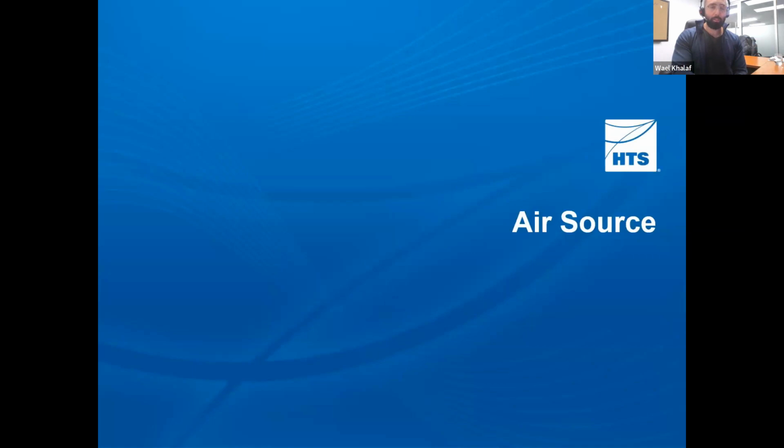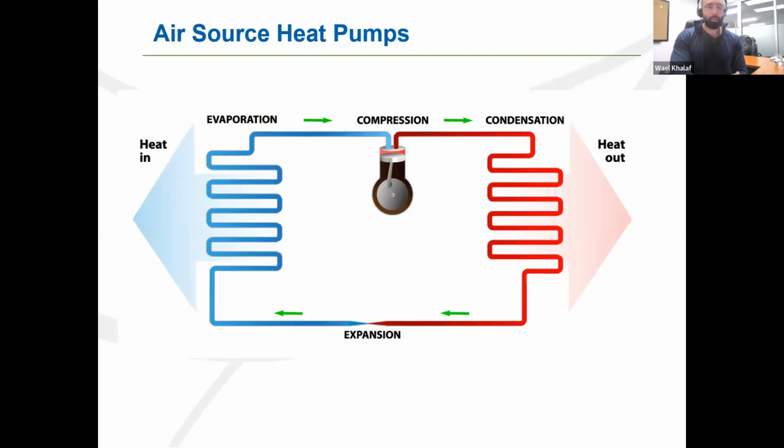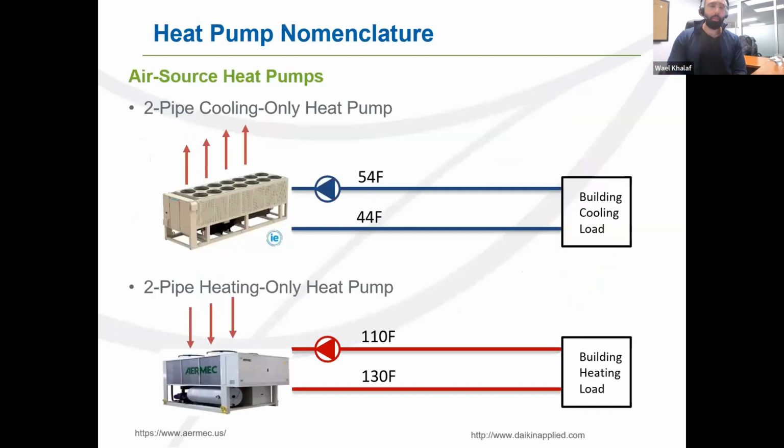So let's start with air source heat pumps. Again, an air source heat pump tries to extract energy from the ambient air temperature and either cool it down or heat it up depending on what I'm trying to do. If I'm trying to heat up a system or hot water loop, I extract energy from the ambient air and put it into my hot water loop, and vice versa, it essentially becomes a chiller. If I look at a two-pipe cooling only heat pump, this is more commonly known as an air-cooled chiller. I take heat from the chilled water loop and reject it to the atmosphere. This is what really provides the cooling effect to my chilled water loop.